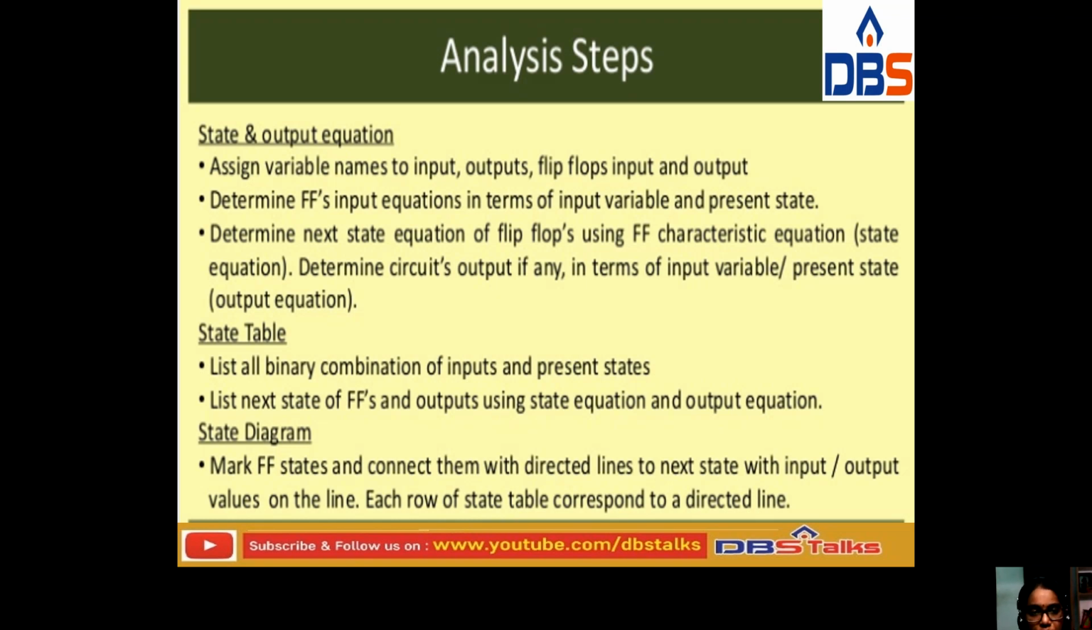Here FF means flip-flop. To determine the flip-flop input equation in terms of the input variable and the present state, we determine the next state equation of the flip-flop using the flip-flop characteristic equation. We can say the characteristic equation is also a state equation. From this we can determine the circuit's output, if any, in terms of the input variable at the present state, which is the output equation.